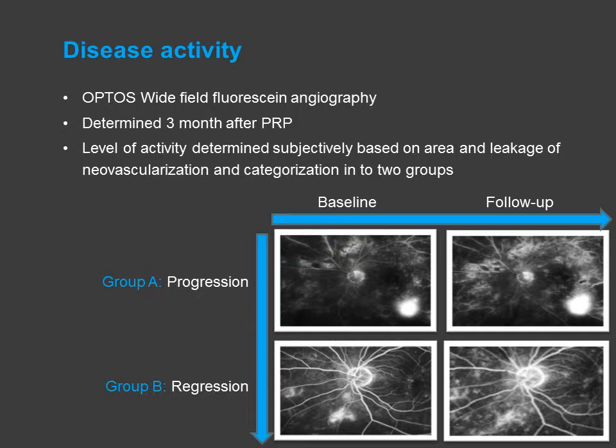So group 1 being progression, as you can see here at baseline, we have the neovascularization leakage here, and at follow-up it enlarges in area. And the regression group, group B, a neovascularization in the lower nasal quadrant. This got smaller at follow-up, so that was regression.